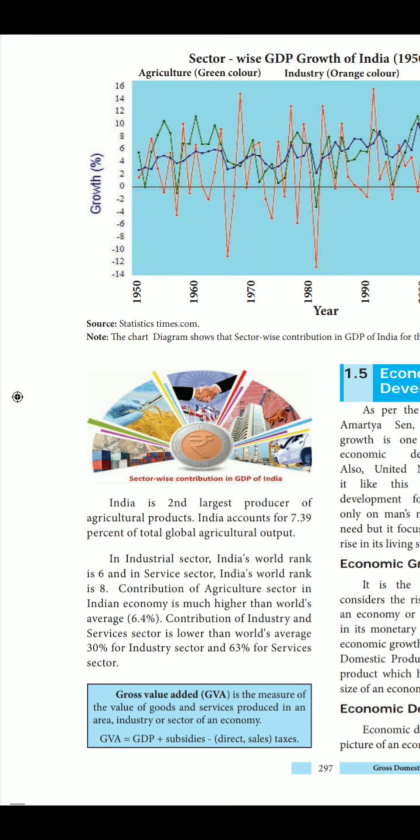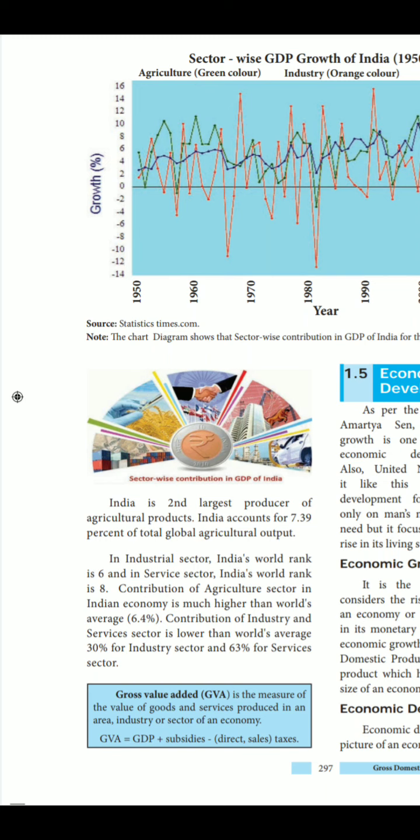In service sector, India's world rank is 8th. In the industrial sector it is 6th, and in the service sector it is 8th rank. Okay, in agriculture it is the second largest producer, in the industrial sector India's world rank is 6th, and in the service sector India's world rank is 8th. Okay, so the contribution of the agricultural sector in the Indian economy is much higher than the world average. The contribution of industry and service sector is lower than the world average, 30% for industry sector and 63% for service sector.